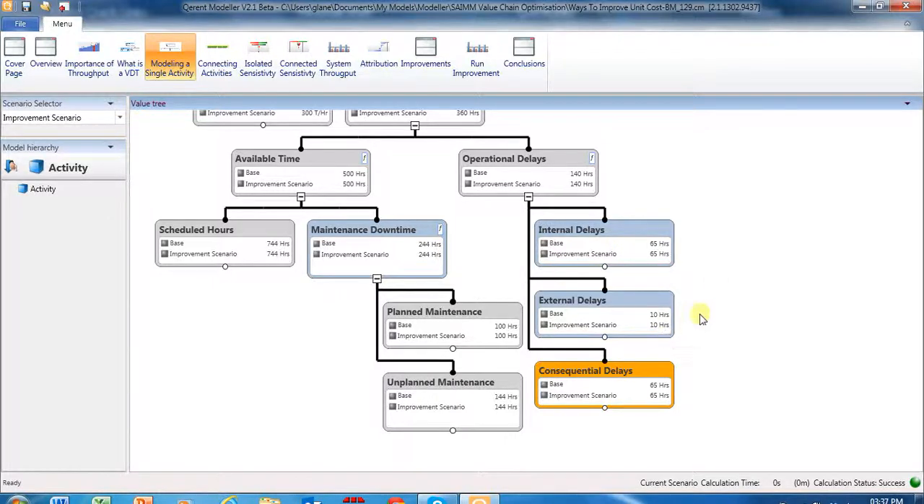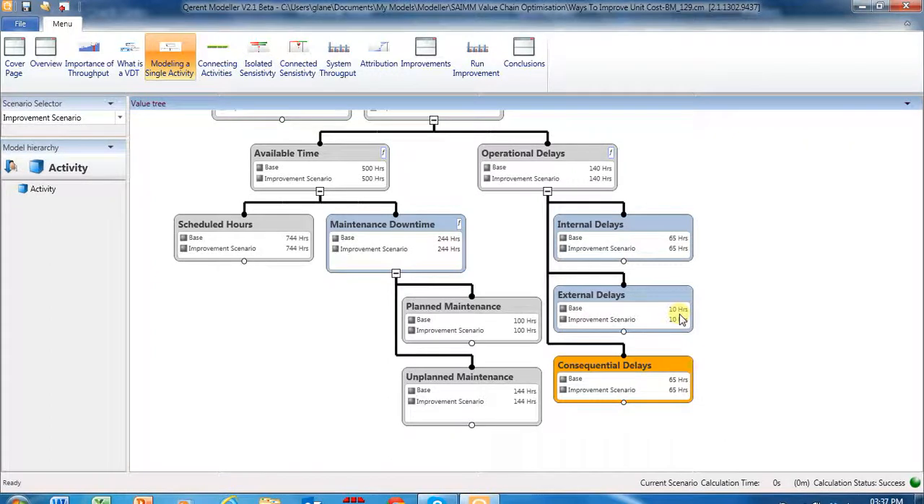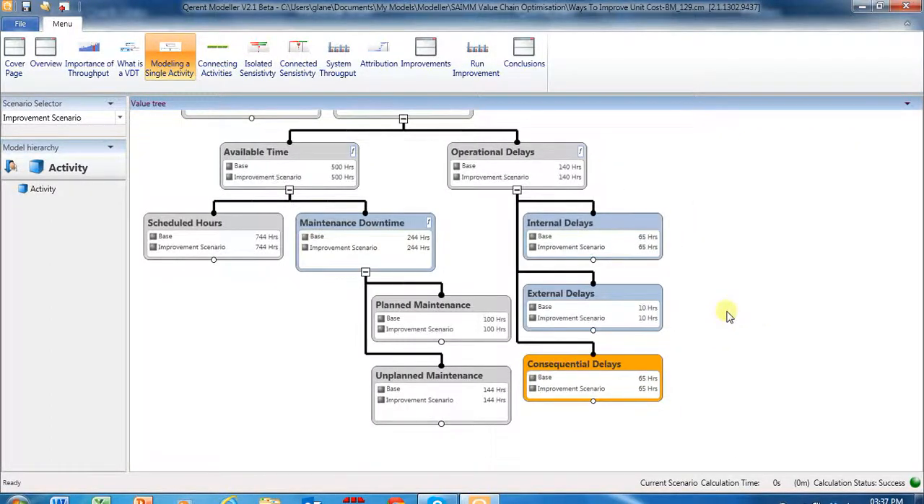An external delay would be something that's external, that's causing that activity not to perform. So an external delay would be things like maybe a labor strike, or maybe there's an electricity outage, or there could be some other external factor associated with the mine that's causing that activity not to operate. It's not being held up by downstream and upstream activities. That would be consequential delays.